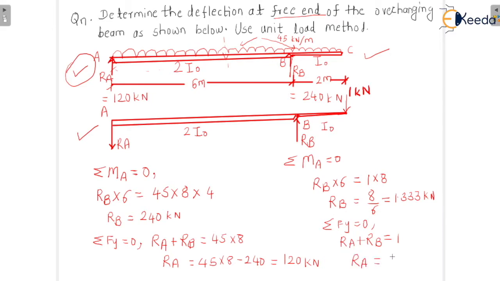So it is 1 minus 1.333 kilonewton. So we will get Ra equal to 0.333 kilonewton, and it is negative. That means if this Rb is 1.333 going up, then this Ra, 0.333 kilonewton, is going down. So I have shown this direction down over here.